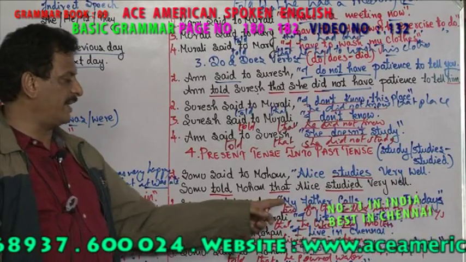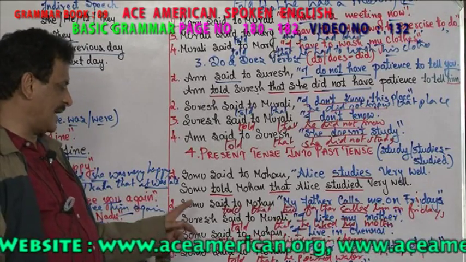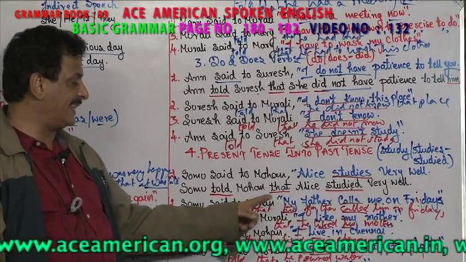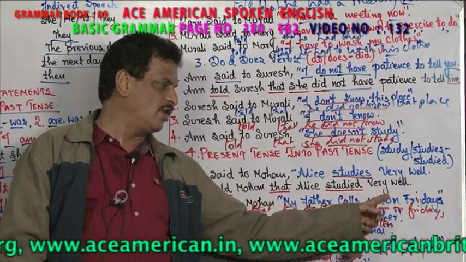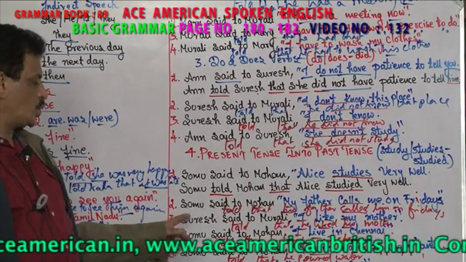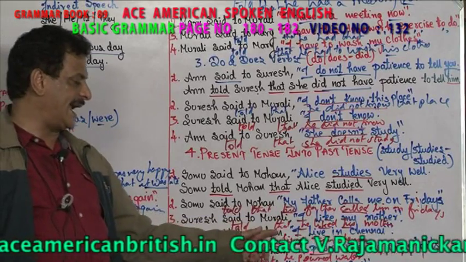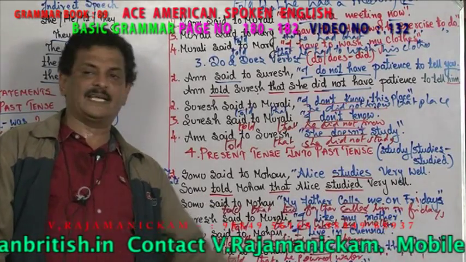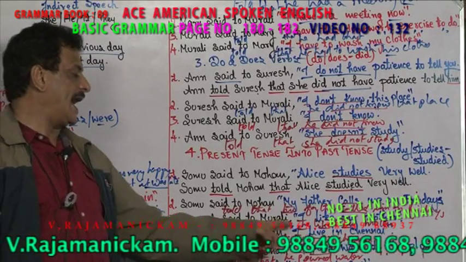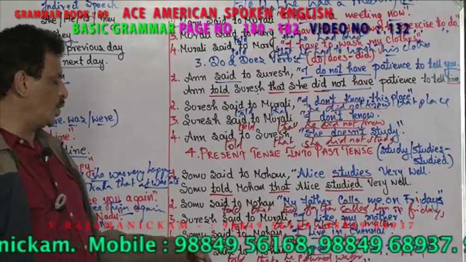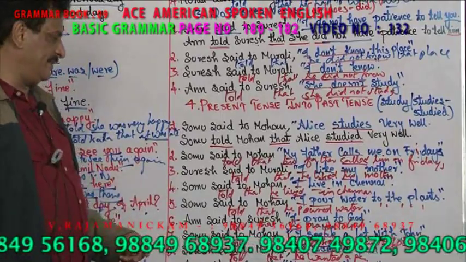Somu said to Mohan, my father calls me on Friday. என்னுடைய தந்தையார் என்னை ஒவ்வொரு வெள்ளிக்கிழமையும் அழைக்கிறார். Somu told Mohan that my father என்பது his father, calls என்பது called, me என்பது him, on Fridays என்று மாற்றிவிட வேண்டும். Suresh said to Murali, I like my mother. Suresh told Murali that he liked his mother. அவனுடைய அன்னையாரை அவனுக்கு பிடிக்குமாம். Somu said to Mohan, I live in Chennai. Somu told Mohan that he lived in Chennai. I live in Chennai என்பது he lived in Chennai.